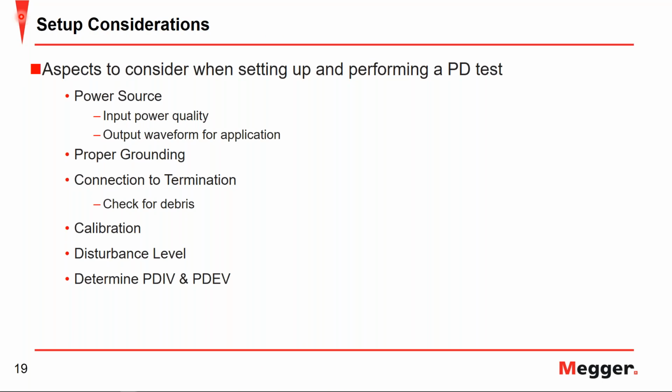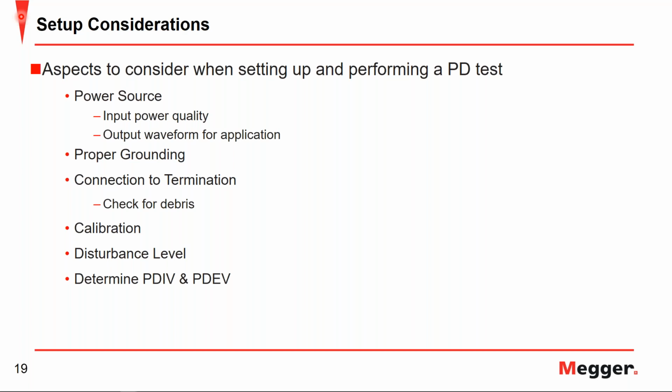Next I want to talk about some aspects to consider when setting up and performing a partial discharge test. And one is your power source, and that can be your input power quality. What I mean by that is I've had an instance where I performed partial discharge testing and I used an inverter, and whenever I was checking my background noise or my disturbance level, I was actually picking up those IGBT switching noises on my background noise. So you want to pay attention to the input power quality to your measurement instrument.